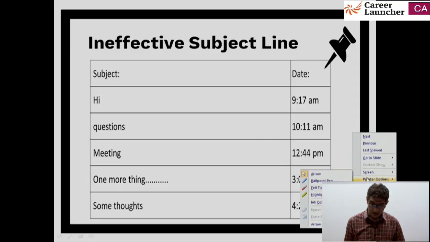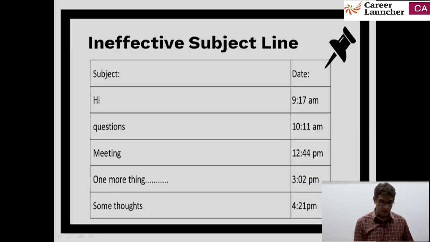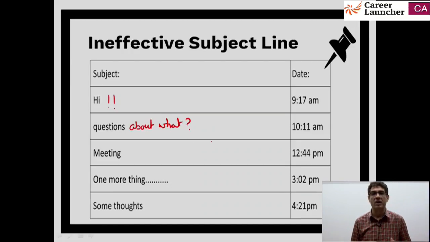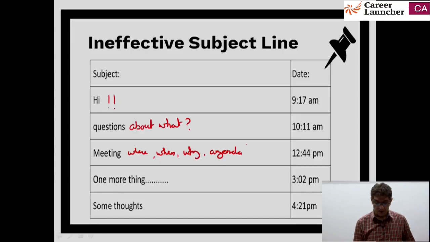Now tell me, have you ever received an email where the subject was just a hi? What does that tell me about the email at all? Or the subject line simply says questions, but questions about what? Are you going to ask me about the weather? A review of some movie that I watched, some professional information? What? Similarly, meeting: where, when, why, which department, what was the agenda of that meeting?